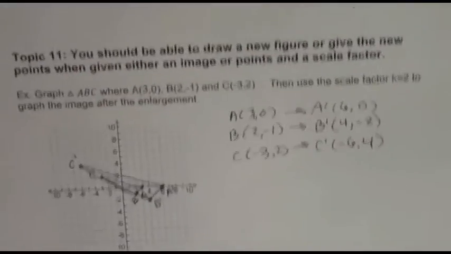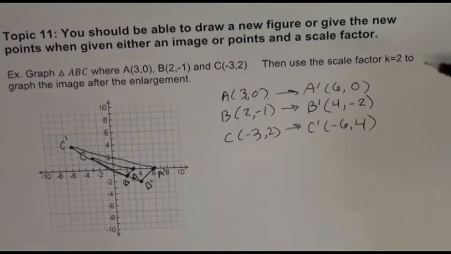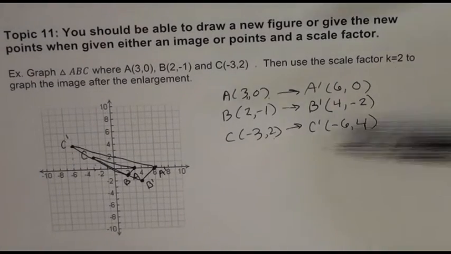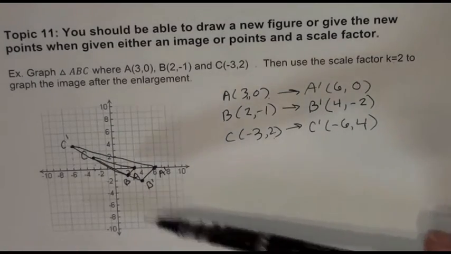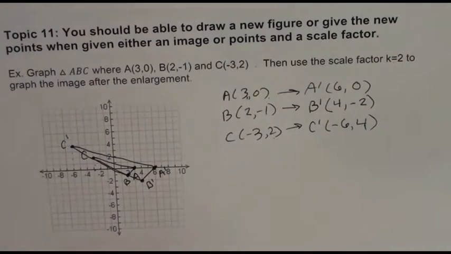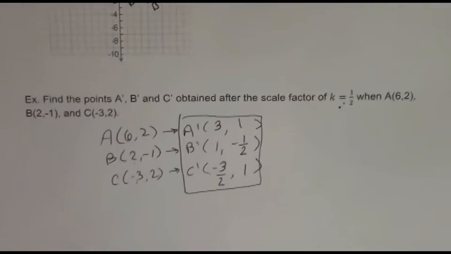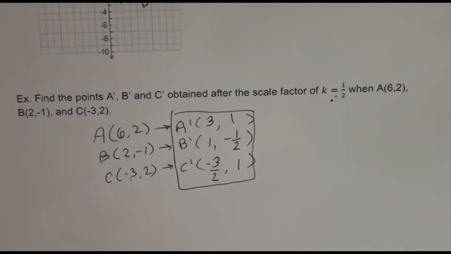So again, if K is bigger than 1, as it was up here, notice our shape got bigger. That's an enlargement. The general shape itself should stay pretty much the same. Our first triangle ABC was very long and skinny, so A prime, B prime, C prime should be long and skinny. Down here, K was 1/2. That's a reduction because it's less than 1, so your numbers are getting smaller. If we were to graph them, the shape itself would have gotten smaller.